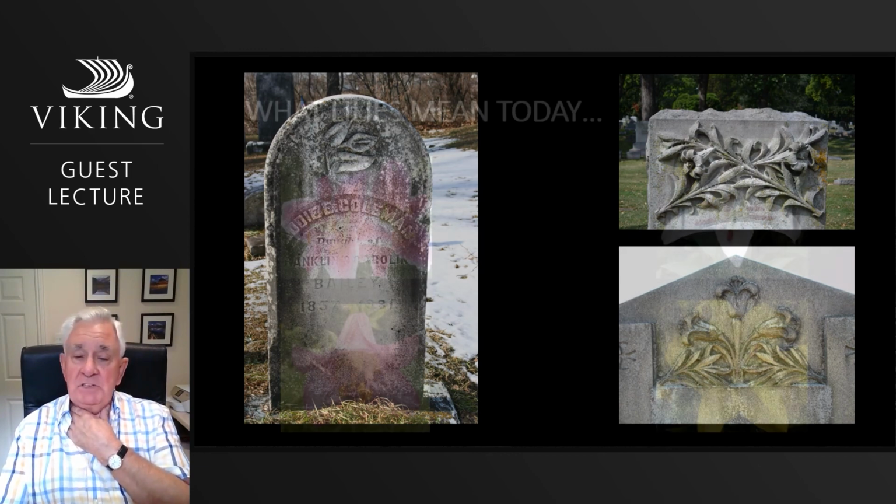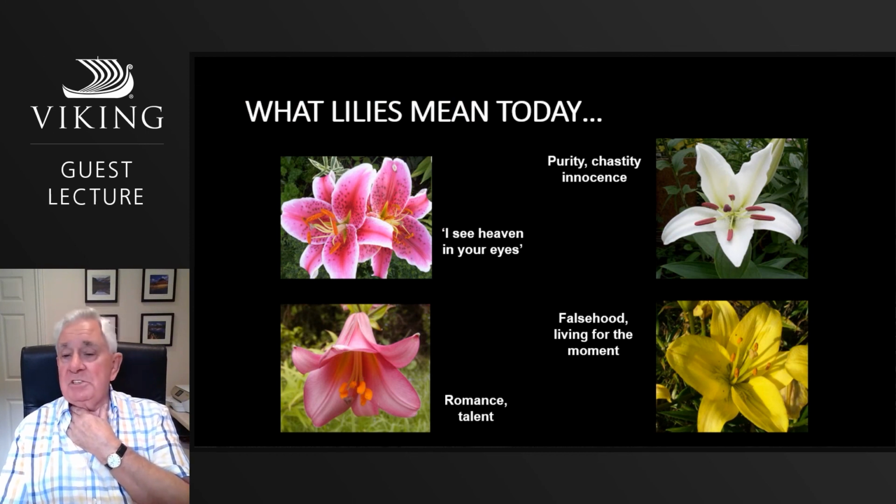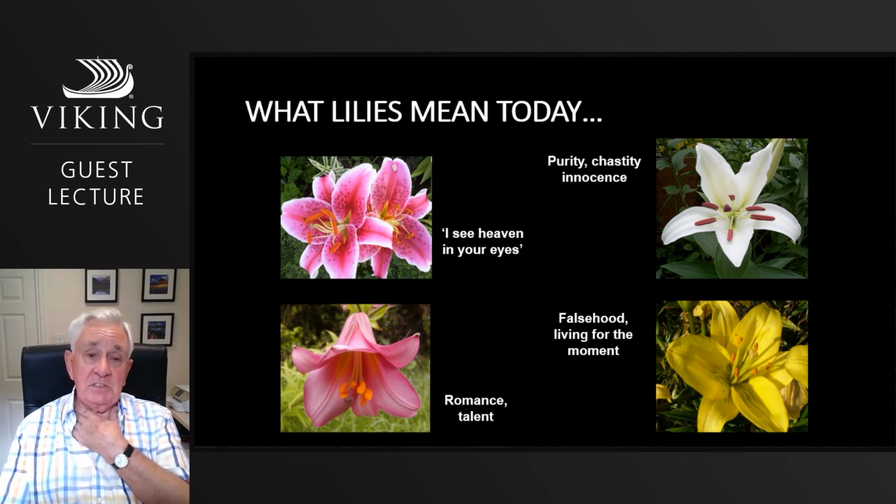So what do lilies mean today? Well, you can see in the top right there, the white lily, purity, chastity, innocence. That's what, of course, we think of with the Virgin Mary. On the top left, you see stargazer lilies, as they're known, and that means I see heaven in your eyes. The bottom one, romance and talent, and the yellow ones, falsehood, living for the moment.